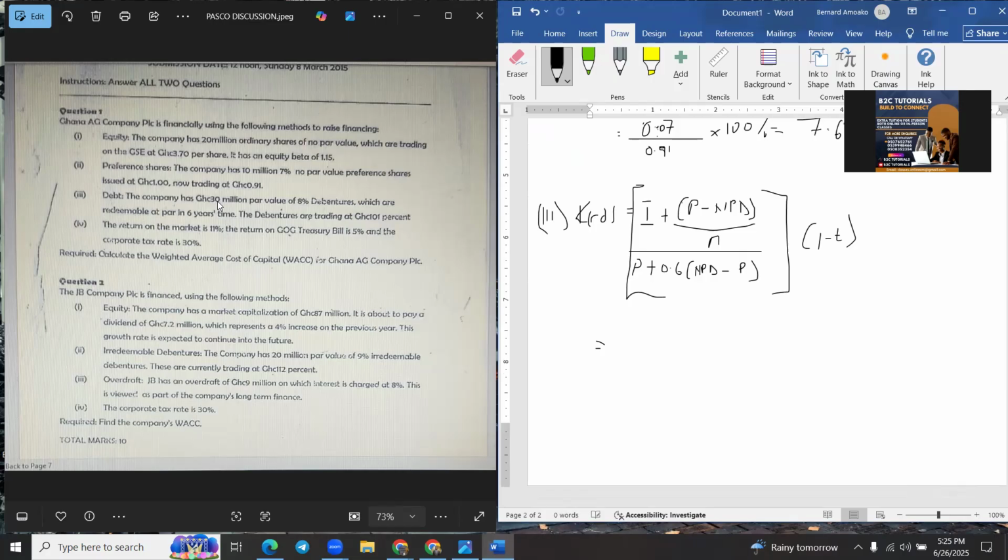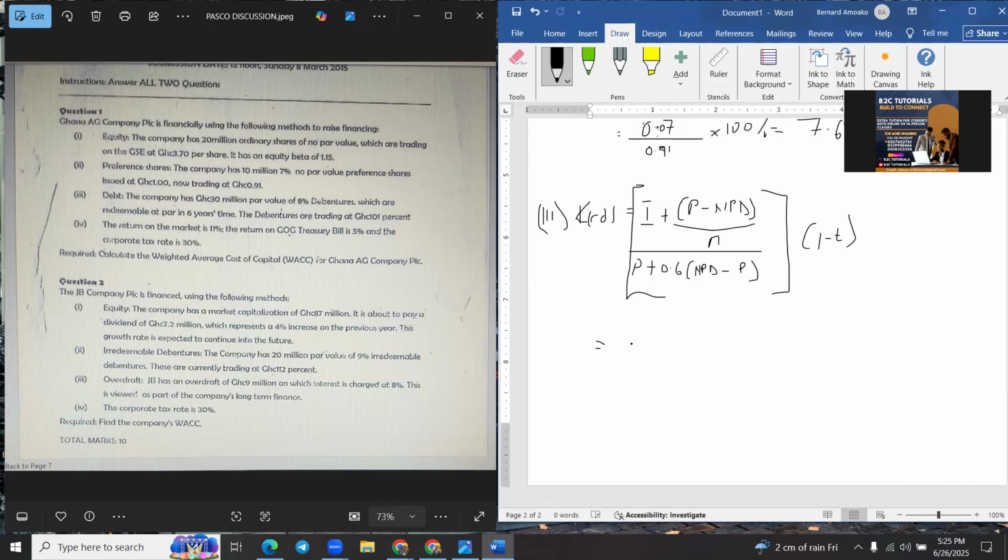That is 24,240,000, 2,400,000, if I'm not mistaken, 2,400,000. That is your interest. That is the interest you are supposed to pay. But then you are working with the interest rate. So the interest you're supposed to pay is supposed to be the interest rate multiplied by whatever you have here.